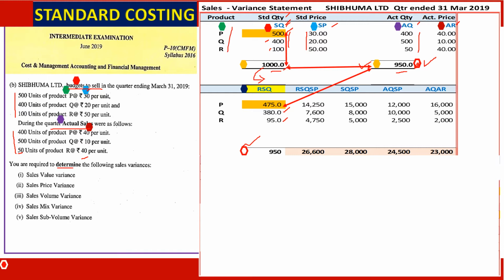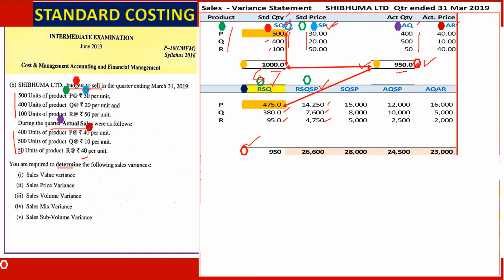Once step number 1 is over, we have a simple procedure of converting it into sales price. Just like we have put sales price here, RSQ into SP is RSQ SP. This is what we are going to do. 475 into 30, 14,250, 380 into 20, 7,600, 95 into 50, 4,750. This is one set of figures, which means sale value of revised sale quantity. This is item number 1.